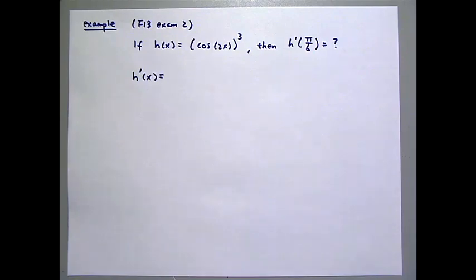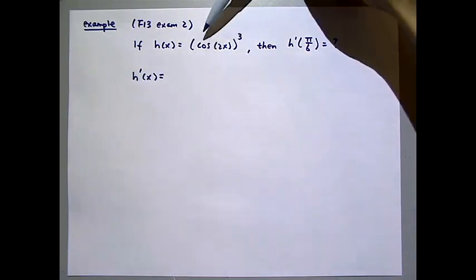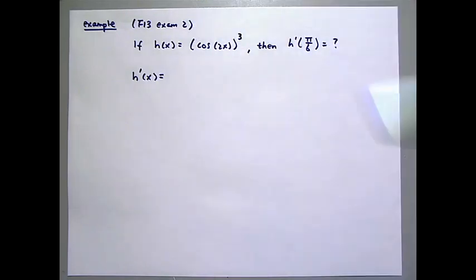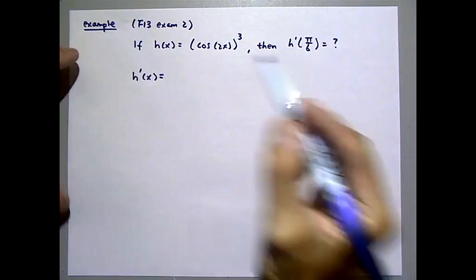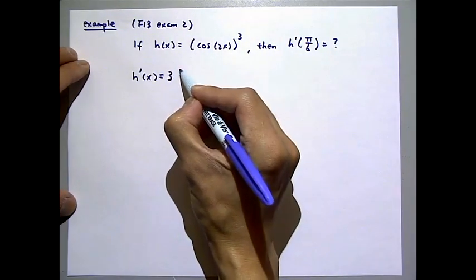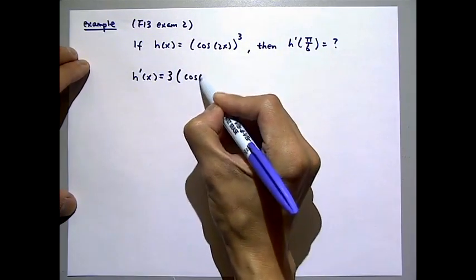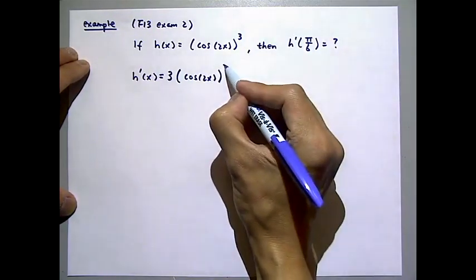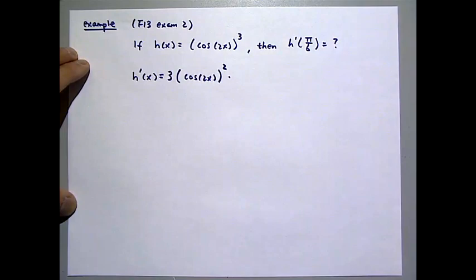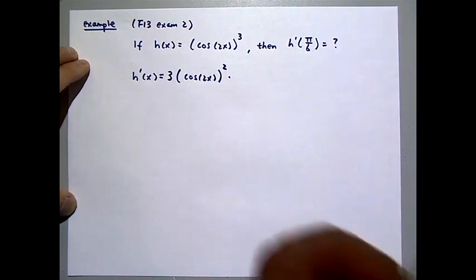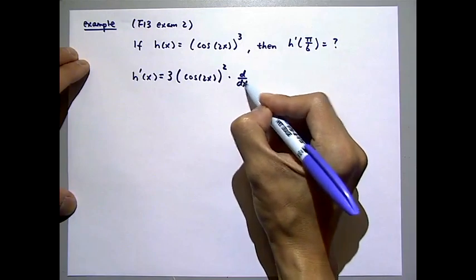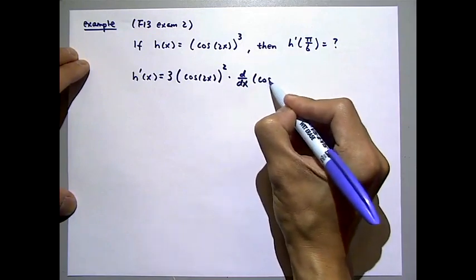Okay, so one thing at a time. This is in the form of something to the power of 3. We know how to handle stuff in that form. We bring the 3 to the front, keep that something unchanged, reduce the power by 1. And now we account for the fact that something is more than just an x. So we multiply by the derivative of that something.